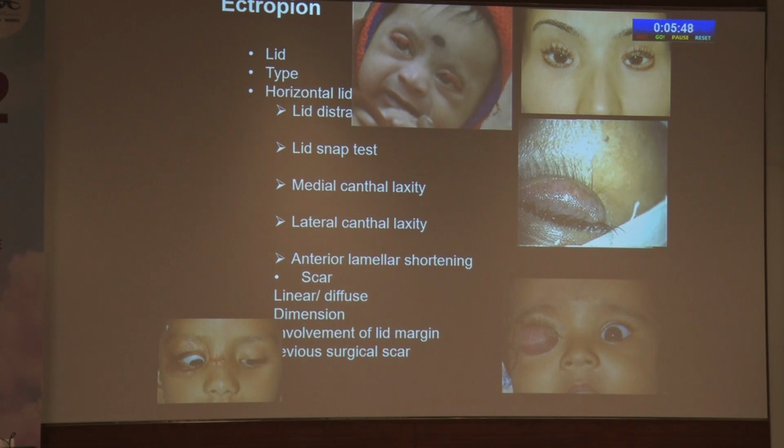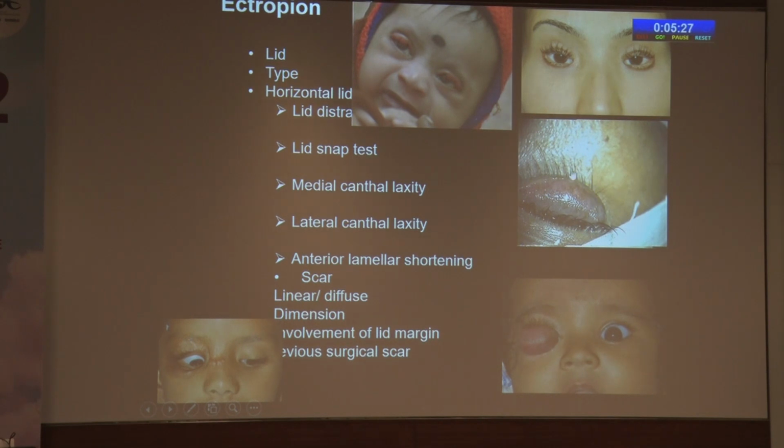Now let's look at ectropion. I'm just going to give a few examples. Now this ectropion is very different in each of these scenarios. Here you see there is an ectropion, but it's a euryblepharon. Here you see an ectropion, and look at the way the patient has presented. It's floppy. Here it is mechanical.